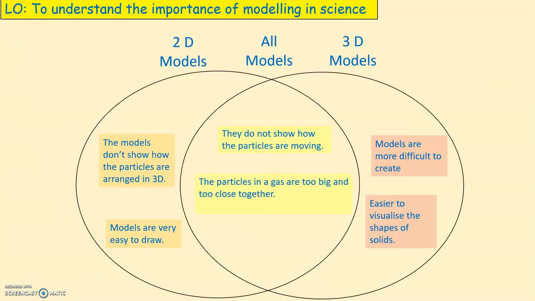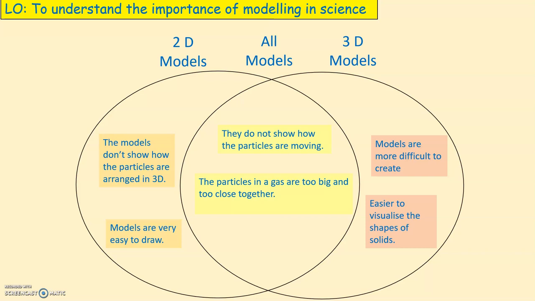All right, let's look at the answers together. First of all, for 2D, the models don't show how the particles are arranged in 3D, obviously, because it's drawn in 2D, so you can't literally visualize how it is in 3D. Another statement that represents the 2D models is, models are easy to draw. Yes, because it's just a flat shape you're drawing, probably a circle or a square, and it's very, very easy to draw.